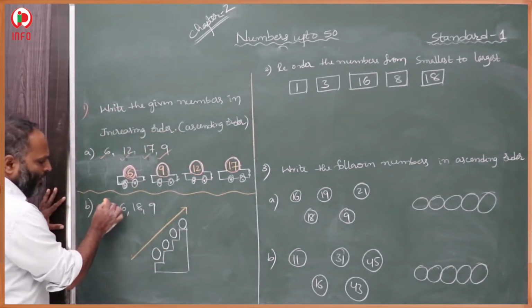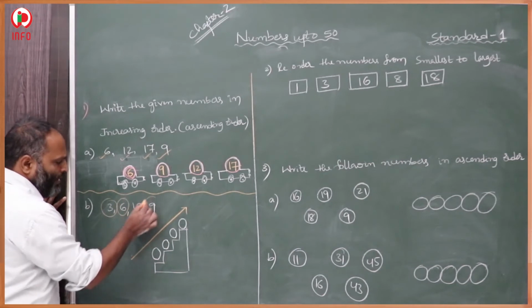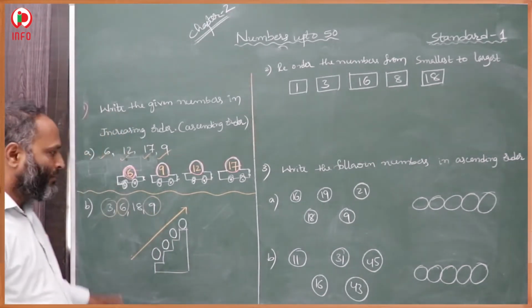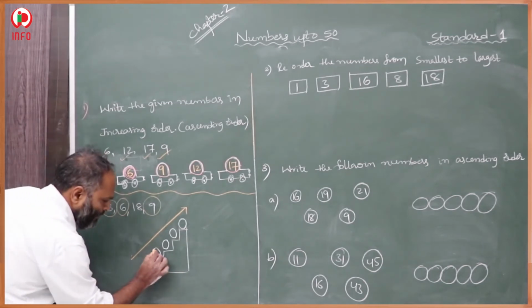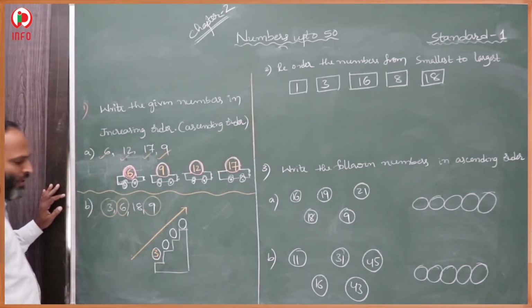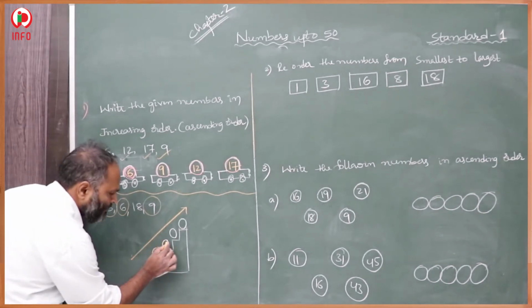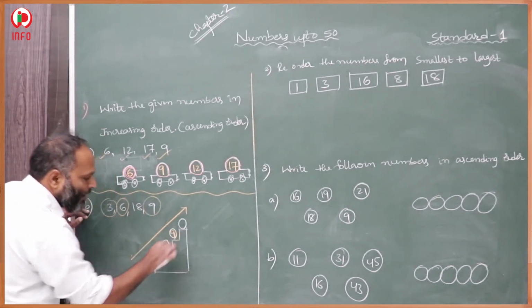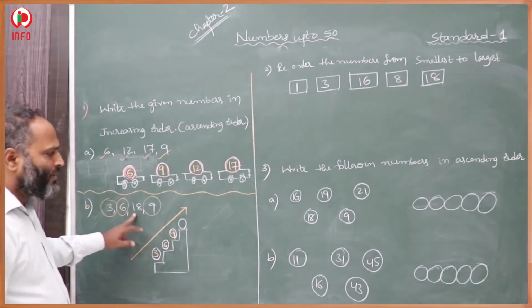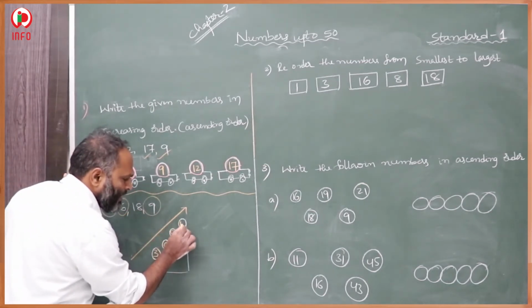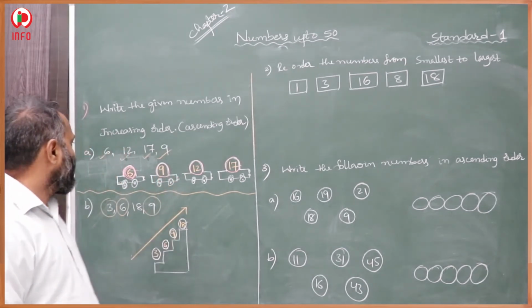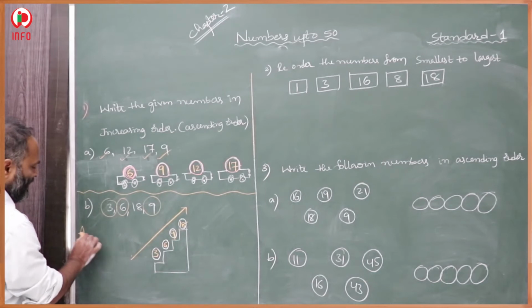Here 3, 6 and 9 are single digit numbers. Among these, 3 is the smallest number, so first we take that. Then a little bit bigger is 6, and a little bit bigger is 9. After that, only one 2 digit number is there, that we keep as it is. This is the ascending order.